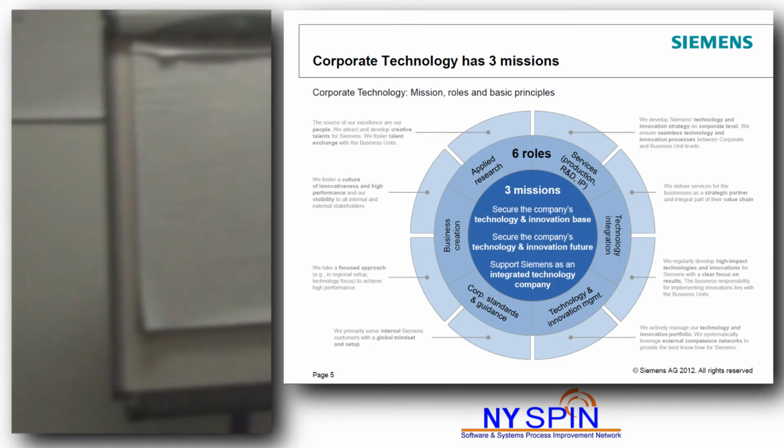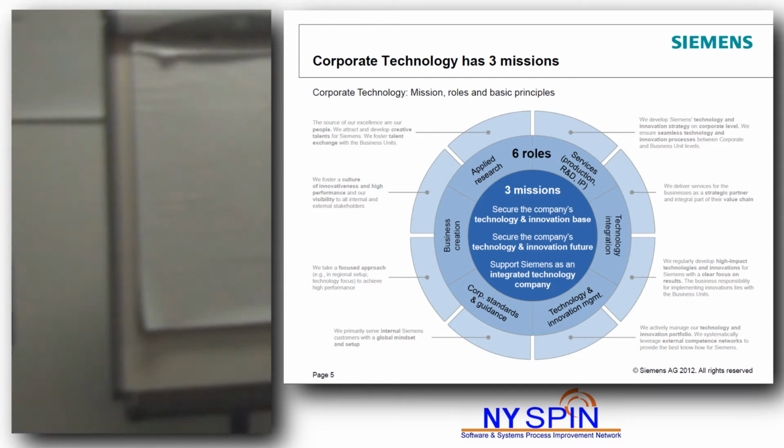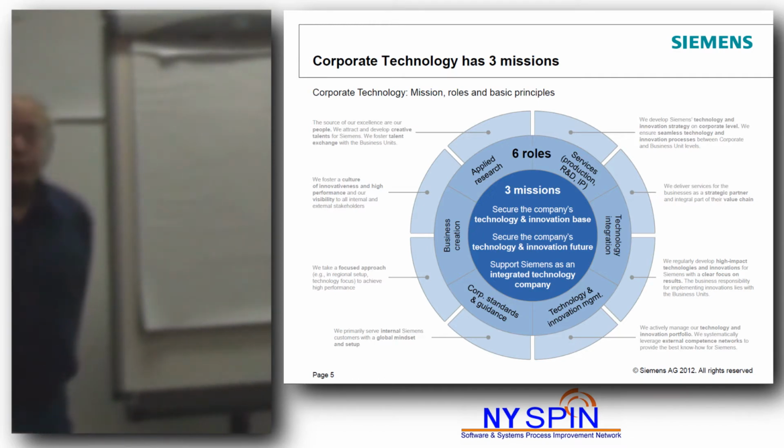The first is to secure the company's technology and innovation base, and we do that by going out, doing conferences, keeping track of what's going on, and making sure that Siemens is always up there with the latest and greatest. And also looking forward into the future and assisting in making sure that 5 years from now, we'll have the products that the market needs.